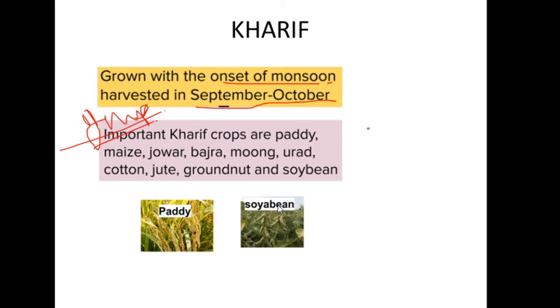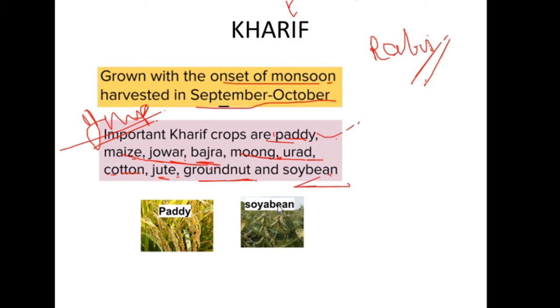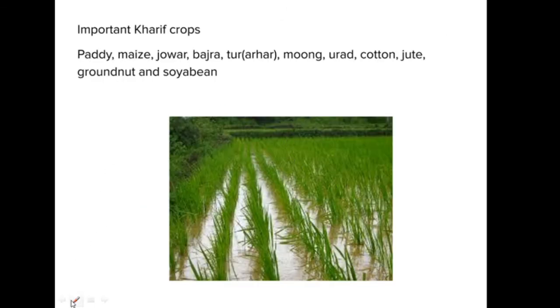The important kharif crops are, now we can easily learn the kharif crops since we have already learned the rabi crops. Since we have completed the rabi crops, the other crops belong to the category of kharif, right? Like paddy, maize, jowar, bajra, moong, urad, cotton, jute, groundnut, soya bean. Let us say it again. Paddy, maize, jowar, bajra, moong, urad, cotton, jute, groundnut, and soya bean. So these are the important kharif crops.